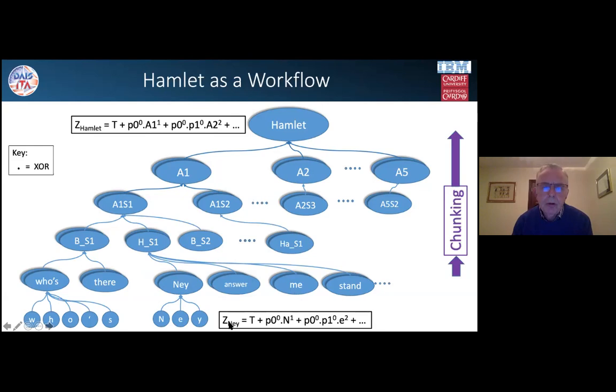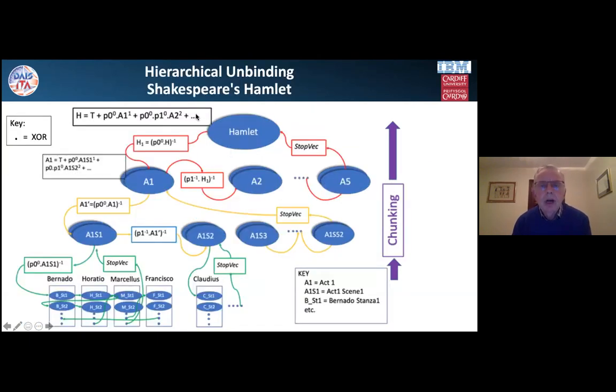So right at the bottom, we have vectors that represent each of the words, and at the top level, we have a vector that represents the acts. And when we want to unbind this particular scheme, what we can do is we start with the Hamlet vector. We take this Hamlet vector, we unbind it once and transmit it, and when we do that, we expose A1. Now, A1, A2, A5, and A1, S1, and so on in this representation are, you can think of as a distributed cleanup memory.